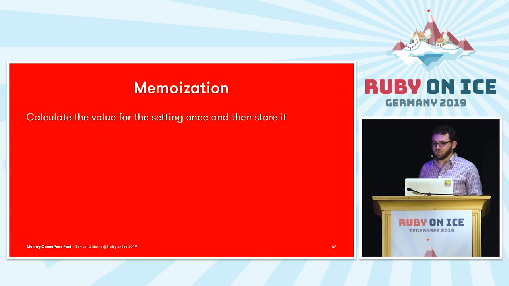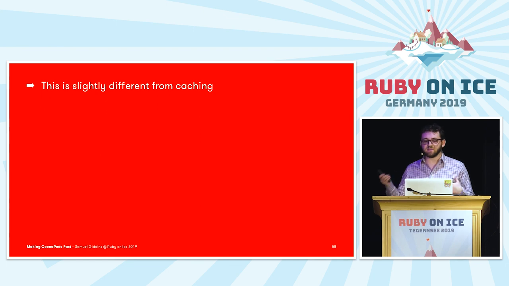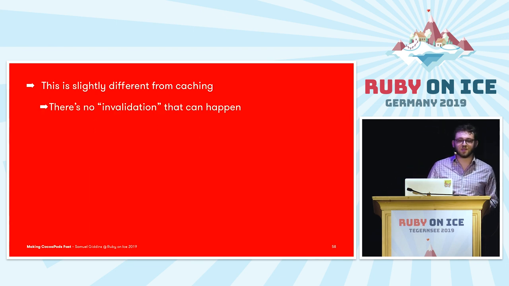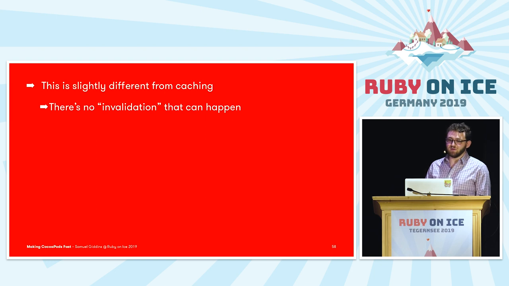So the fancy idea that we turn to is, well, don't do that. Calculate something once and then store it and return that stored value. It's pretty simple in retrospect. This is a slightly different thing than caching, mostly because we're not concerned with any sort of invalidation. If you've ever played around with Haskell, memoization is the thing that lets you just write a factorial function that operates in linear time.